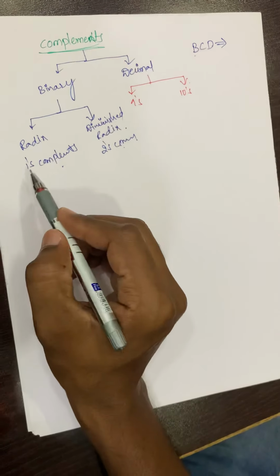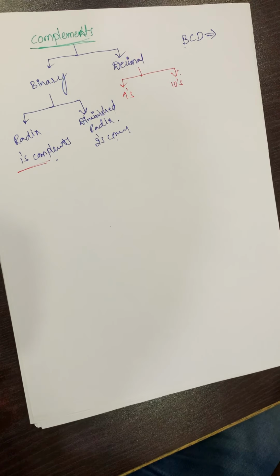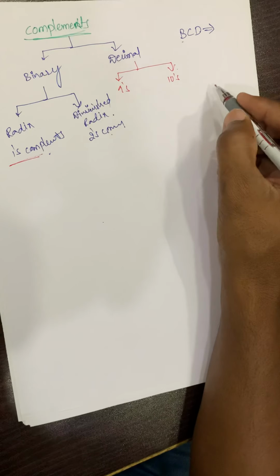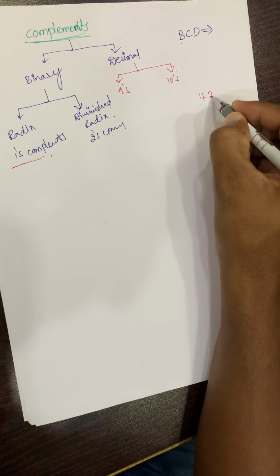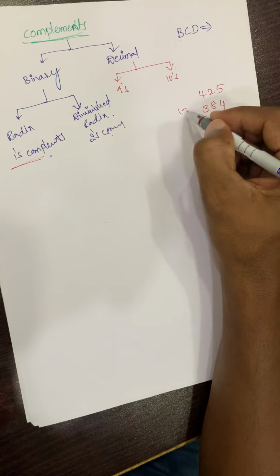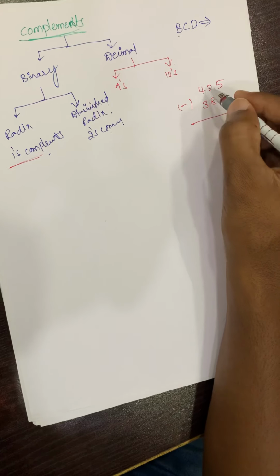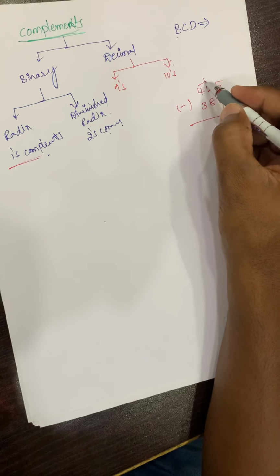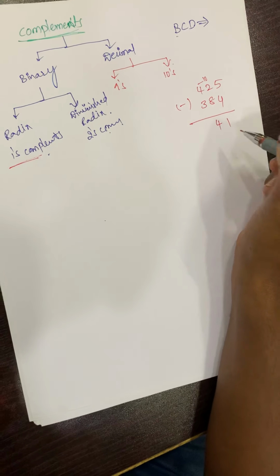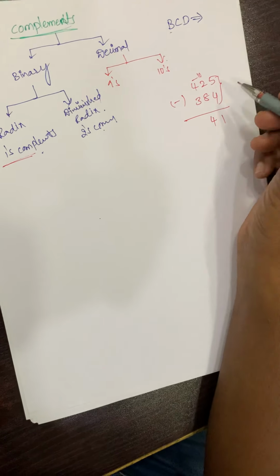Here the very important ones are the binary complements. In decimal numbers we have direct subtraction. Suppose we consider the decimal numbers 425 and 384. How to subtract these two numbers? 5 minus 4 is 1. Here 8 minus 2, so we take a borrow: 10 plus 2 is 12, 12 minus 8 is 4. So 41 is the output for this subtraction.